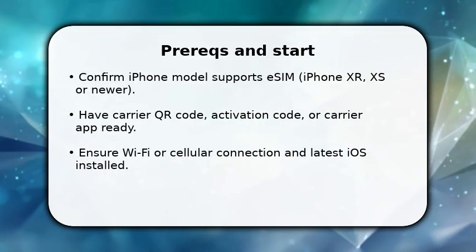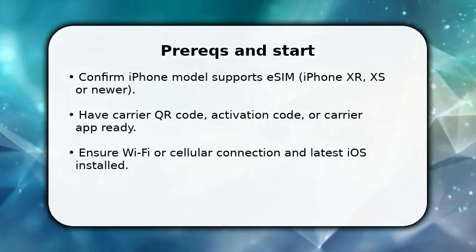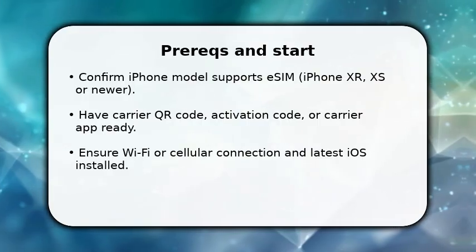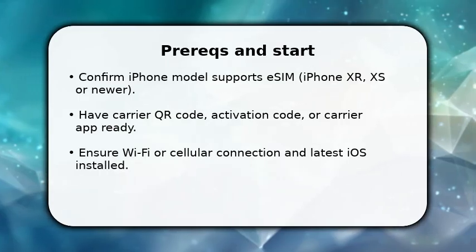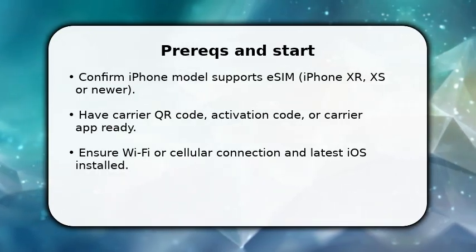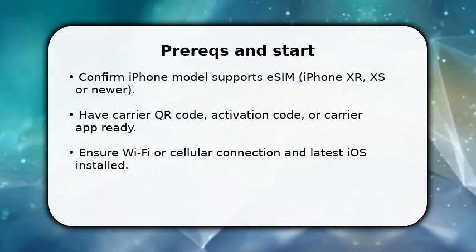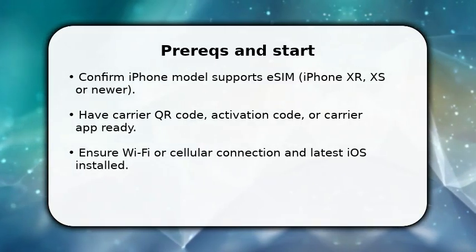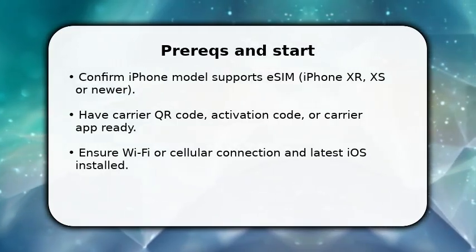You begin by validating prerequisites. Check that your iPhone model supports eSIM and that iOS is up to date. Next, obtain the carrier's QR code, activation code, or open the carrier app. This is required to provision the eSIM. Once you have that, go to Settings, tap Cellular, then add Cellular Plan to start scanning or enter details manually.